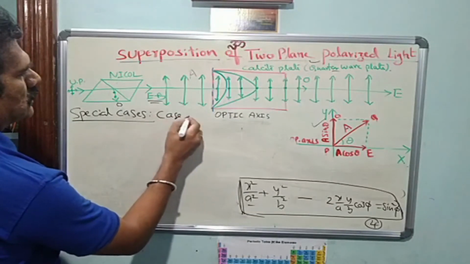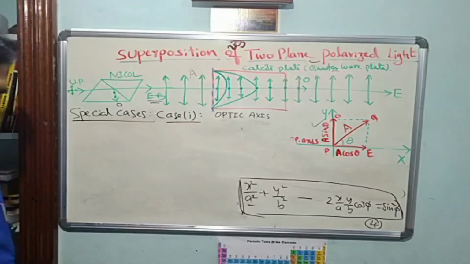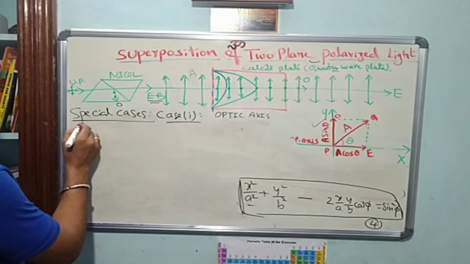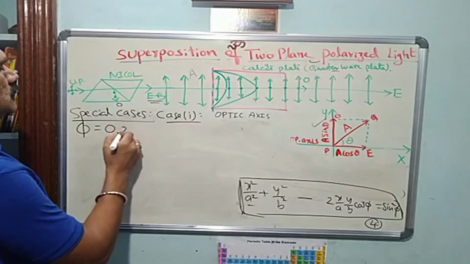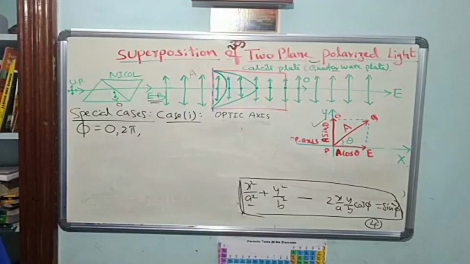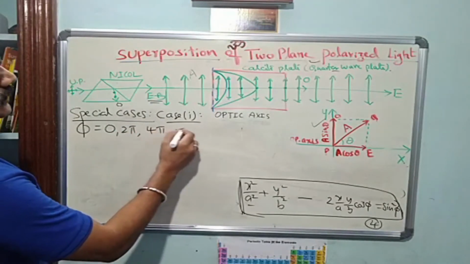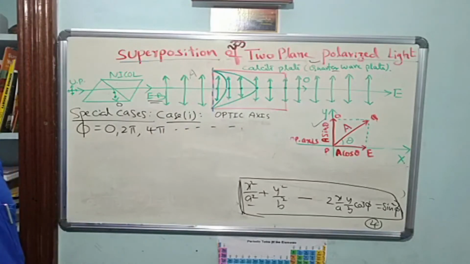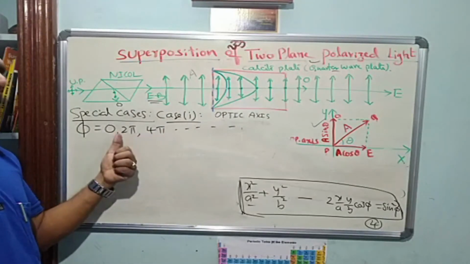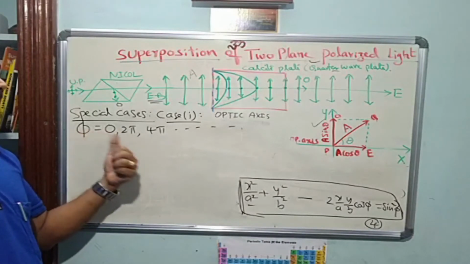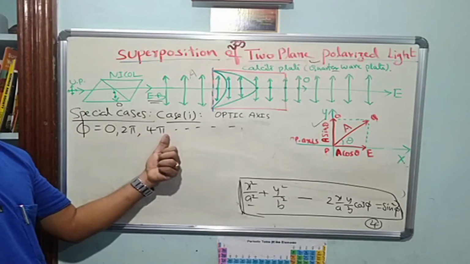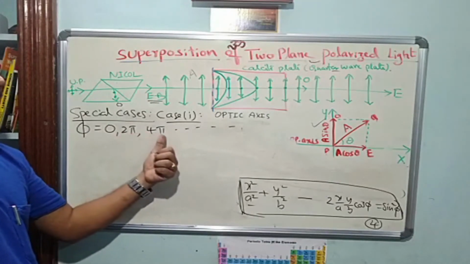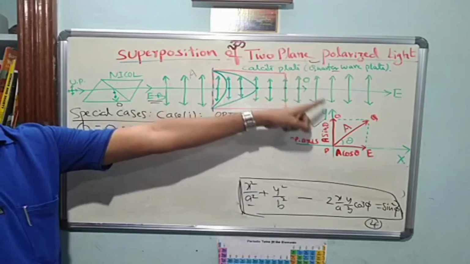So consider case 1. In this case 1, I will apply the condition that the phase difference phi is equal to 0, then 2 pi and then 4 pi, etc. So what do you mean by 0, 2 pi, 4 pi? Leaving the first one, 2, 4, 6, etc. So that means even multiples of pi. We can take the values of even multiples of pi for the phase difference between the ordinary and extraordinary.